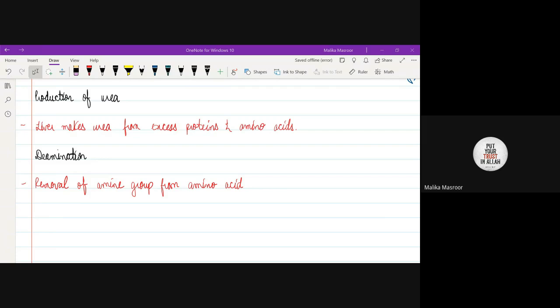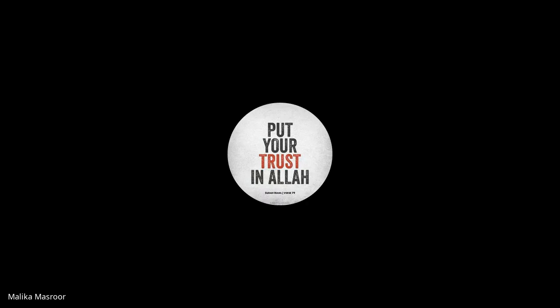Let me see if I have it written down. I think I have it. One second. Just simple, the main thing starts from the fact when your amino acid is deaminated. I hope understanding has developed, right? It's a simple step, okay?